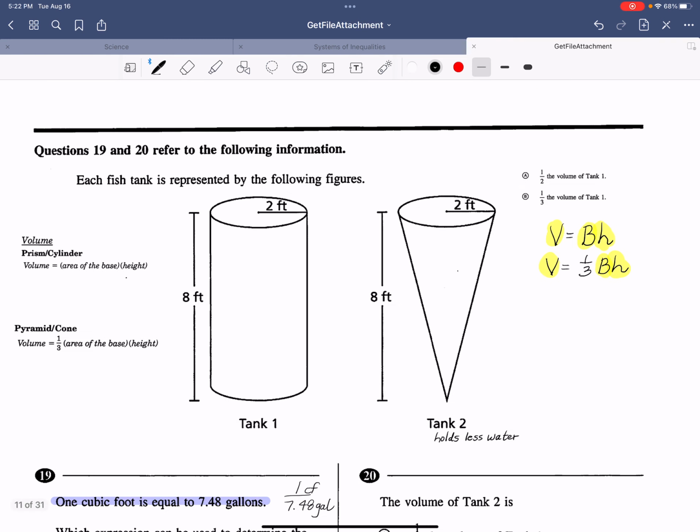No math to do. This is a reasoning problem. And it helps if you know the formulas. You can look back at those and get them to compare. But because of that 1/3, I'm going to go with B. 1/3 the volume of tank 1.